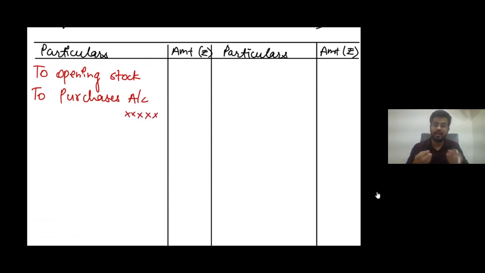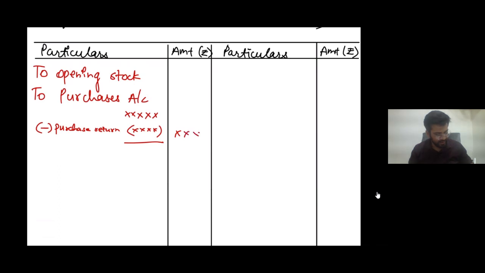And if I have purchased anything and returned it back, there is a purchase return. I will deduct it. Because if I purchased for 10,000 rupees and I have returned the goods worth rupees 2,000, so net purchases is only 8,000. So I will deduct the purchase return. And whatever figure is coming here, I will write over in the amount column. So we have the opening stock on the debit side. We have the purchases on the debit side and all the direct expenses. Sir, what do you mean by the direct expenses?